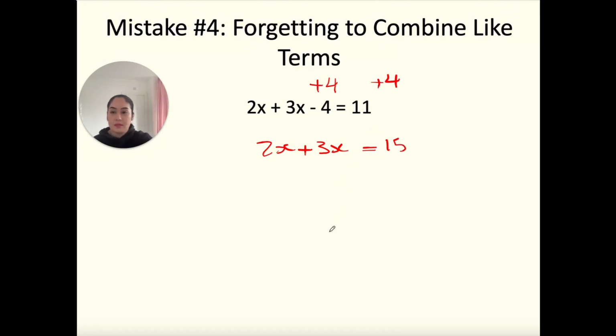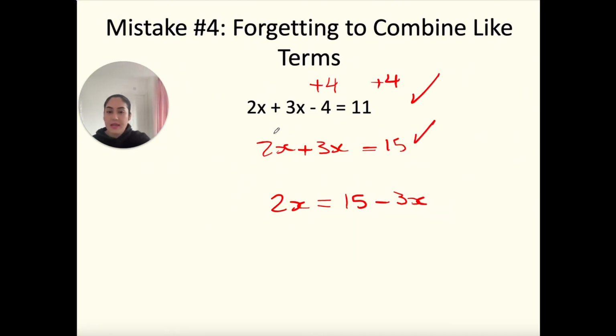And then once it gets to this point, students will try to solve the x's individually, and will take one of the x's to the other side. So they'll have something like 2x is equal to 15 minus 3x. And then at this point, they wouldn't know what to do, so they'll leave their answer like that. However, combine like terms. So that first step was correct.